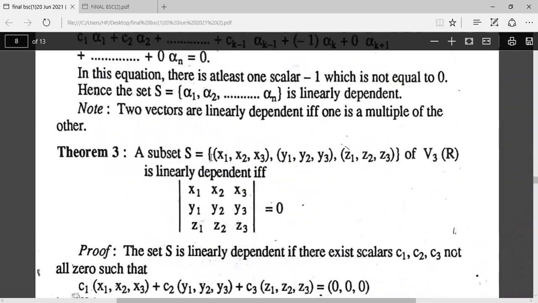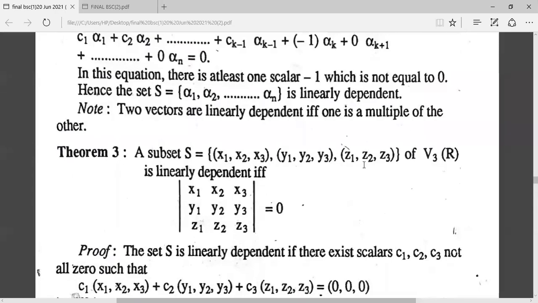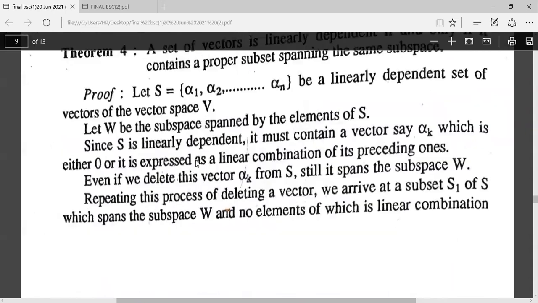The subset S = {(x1, x2, x3), (y1, y2, y3), (z1, z2, z3)} of V3(R) is linearly dependent if this determinant is 0. What is the determinant? x1, x2, x3, y1, y2, y3, z1, z2, z3. If this determinant is 0, then it is linearly dependent. If the determinant is not 0, then it is linearly independent. So we shall verify this theorem for that problem.